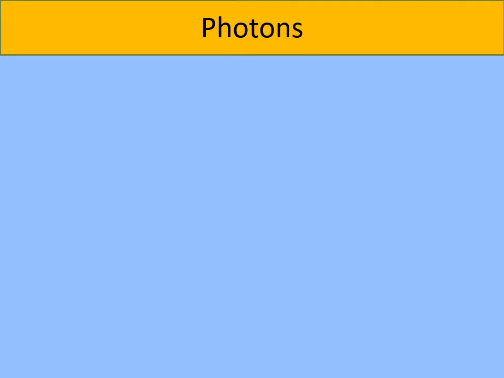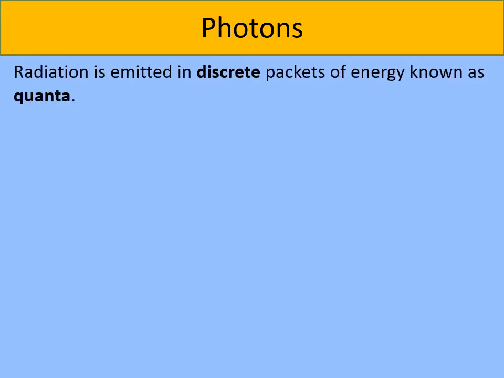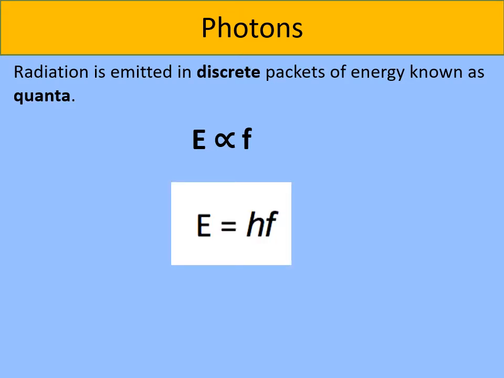Now, what Max Planck theorized was that radiation is emitted in discrete packets of energy known as quanta. He then looked at the energy of each quantum and found a link between the energy and the frequency. He found that the energy was directly proportional to the frequency. And in order to turn this into an equation, there must be a constant. That constant is called Planck's constant.